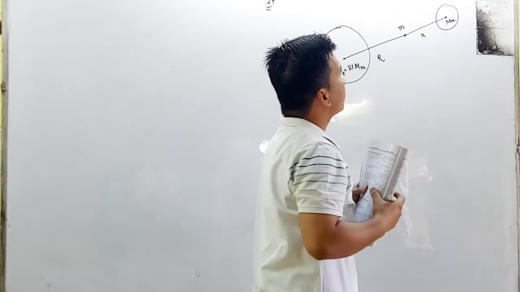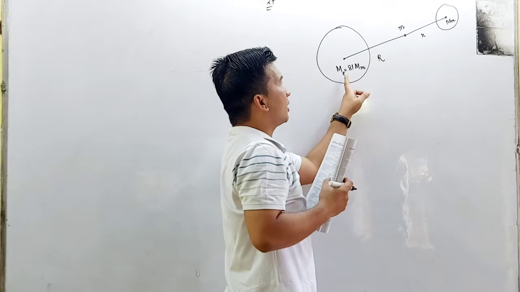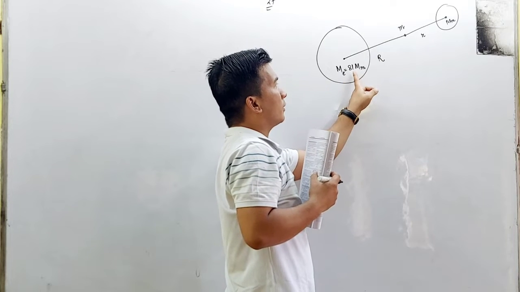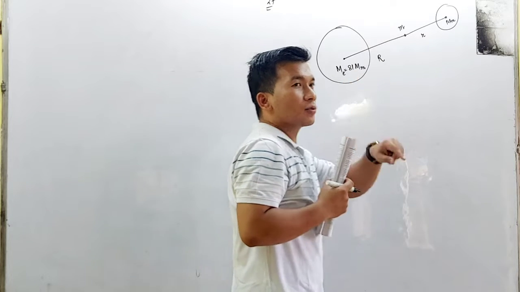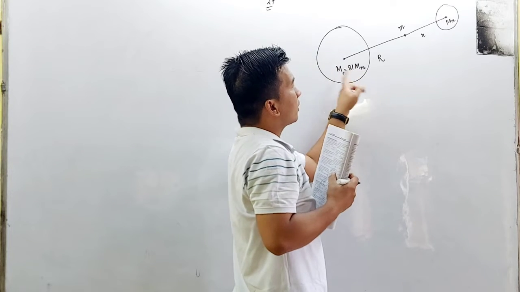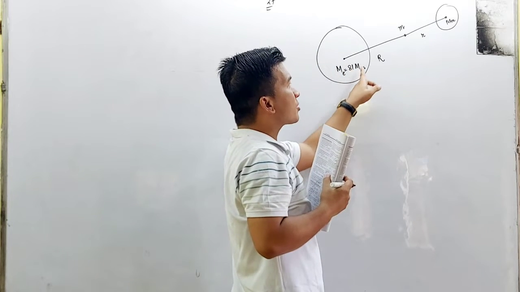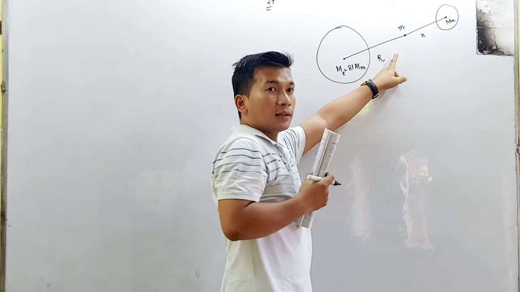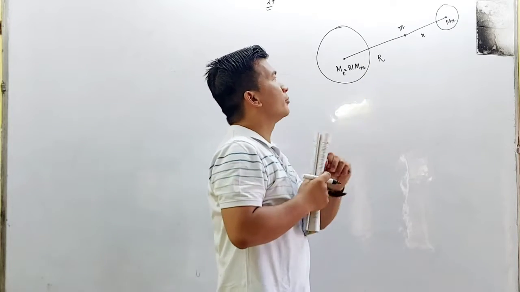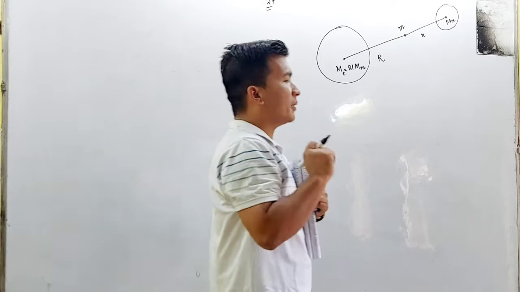See the P is there. A simple relation, because this is true. The actual value: the mass of the Earth is 81 times the mass of the moon, that is, the moon's mass is 1 by 81 times. A simple way.